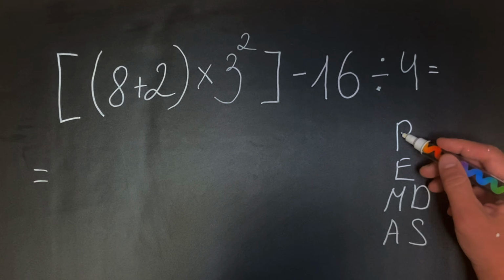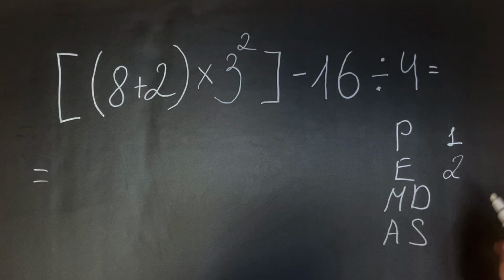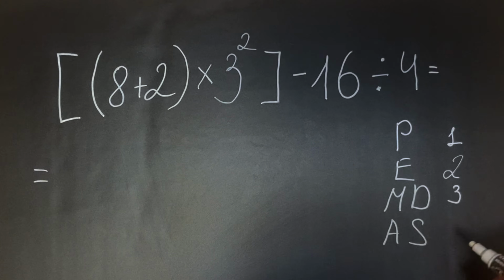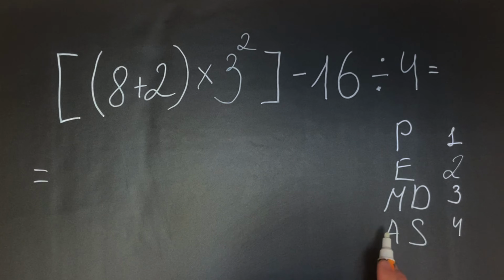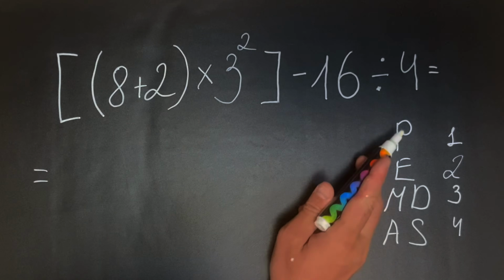The order of operations is: first we do the parentheses, then the exponents, then multiplication and division from left to right because they have similar priority, and the last one we do is addition and subtraction. In our case, what we need to do first is parentheses.